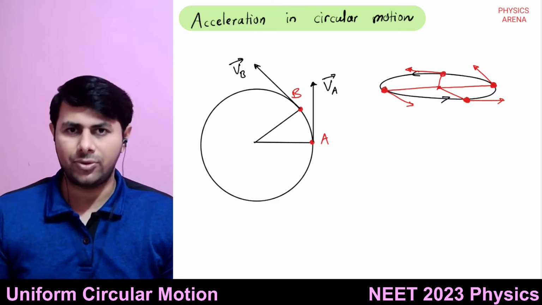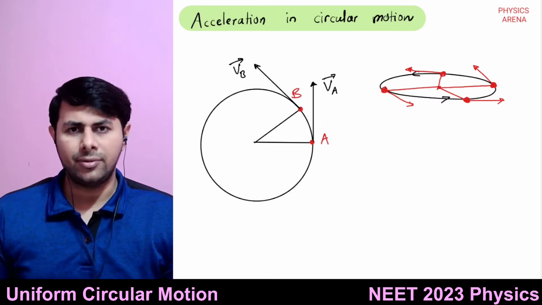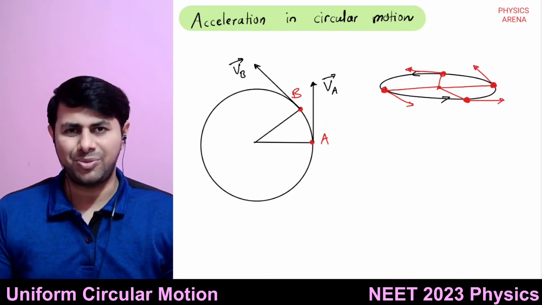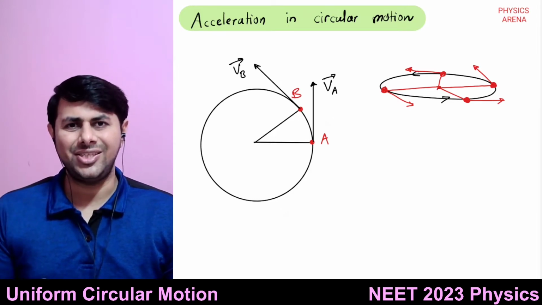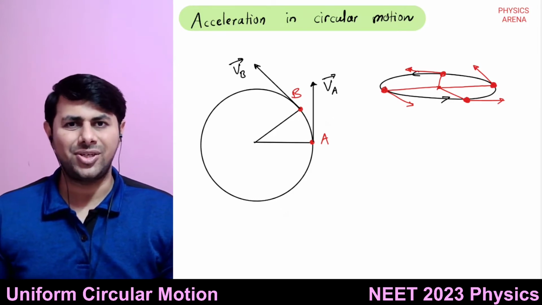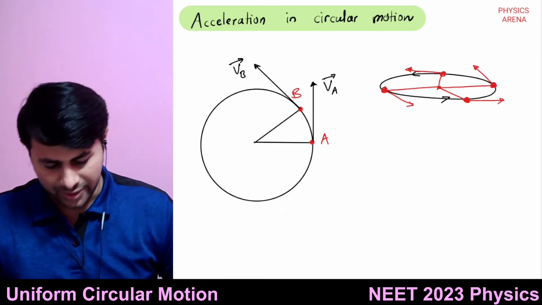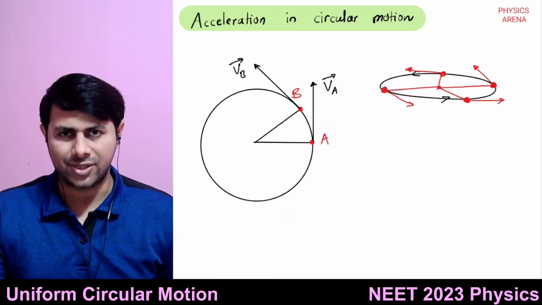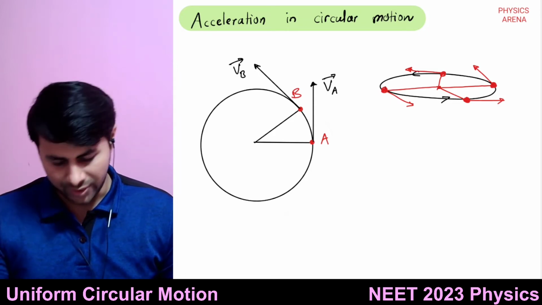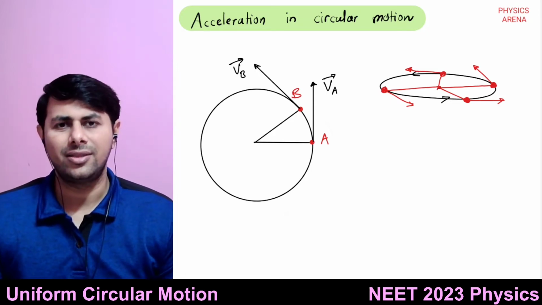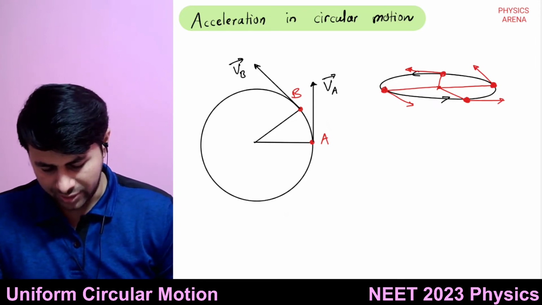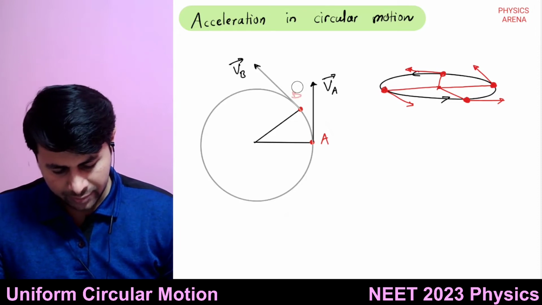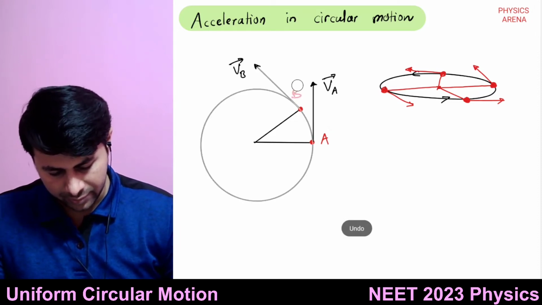So we are talking about uniform circular motion, in which the magnitude of the velocity, which is speed, remains constant, but the direction changes at each and every point. It is always tangential to the circle, and therefore there is an acceleration due to the change in direction of velocity only, and that acceleration is known as the centripetal acceleration. Okay, that acceleration is known as what? The centripetal acceleration.